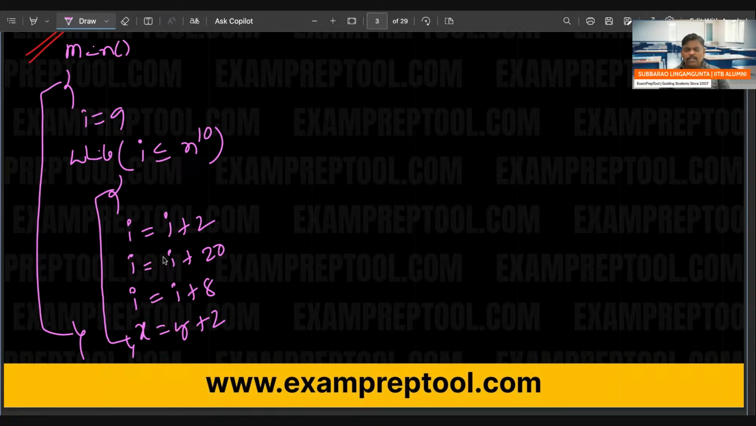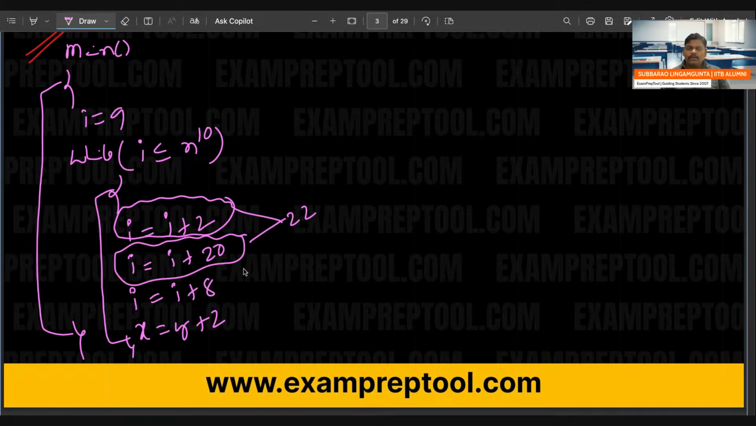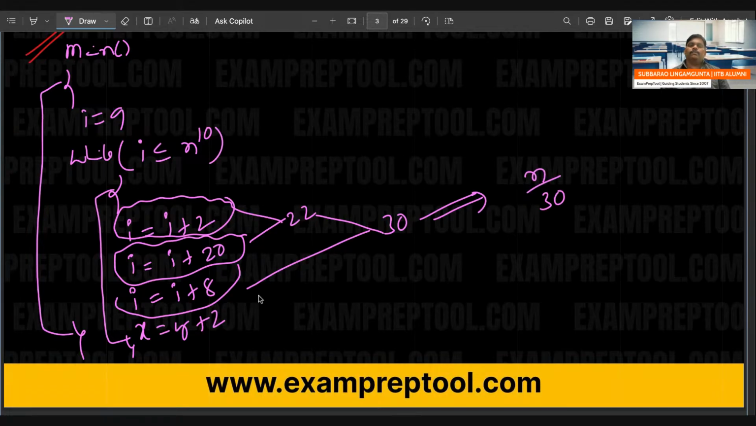What is the answer of this? What is the time complexity of this program? Everyone observe. Every time you are incrementing plus 2, plus 20, overall 22, plus 8 also, so overall you are incrementing 30 every time. So the time complexity of this program is n by 30. If n power 10 is there, then n power 10 by 30.